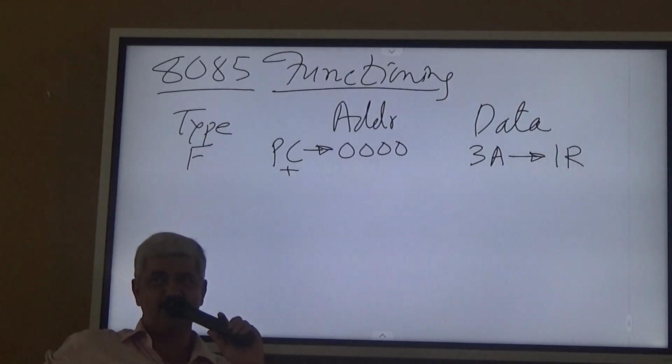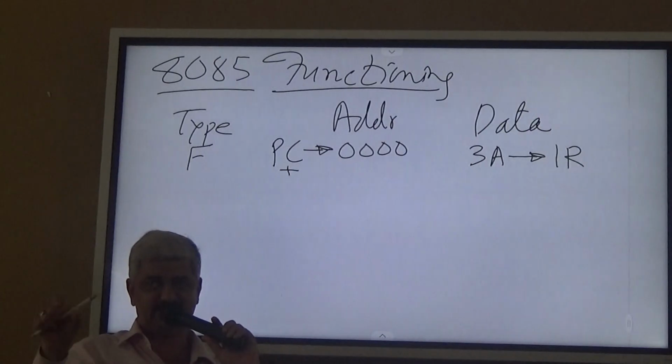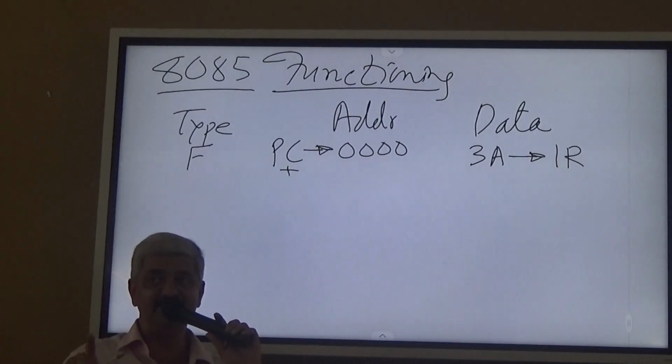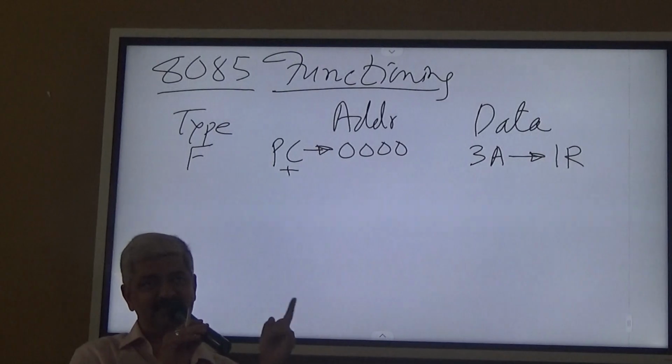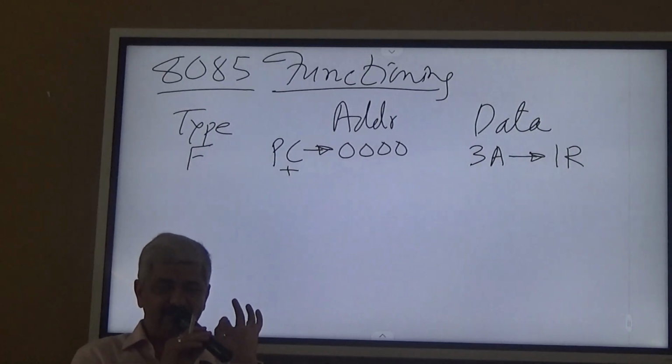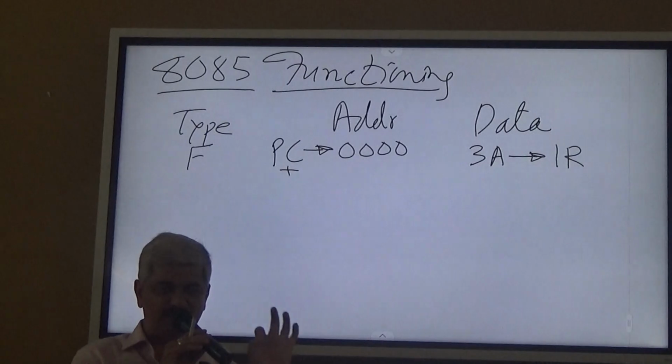A specific location is to be brought in. So address is how many bits? 16 bit or 2 bytes. So that means 3A is not a complete instruction. It is opcode. And for completing the instruction, how many more bytes are needed? 2. So at the first cycle, which is opcode fetch cycle, what does 8085 come to know?